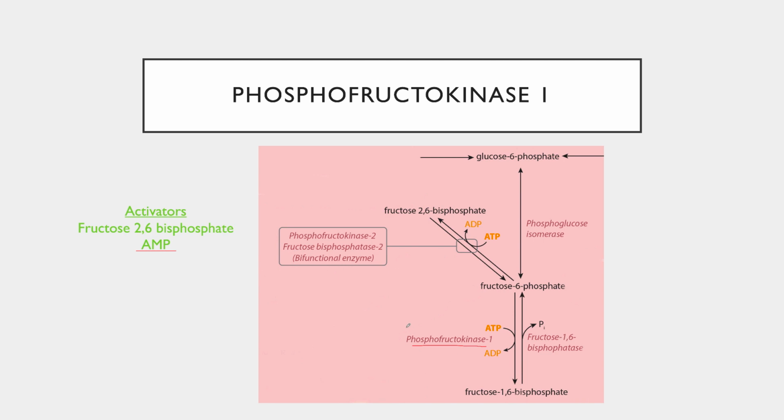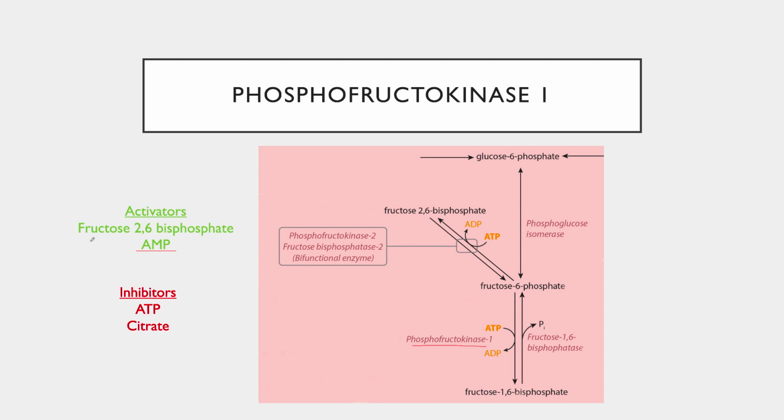Conversely, phosphofructokinase 1, or PFK as you'll hear it referred to, is also inhibited by high levels of citrate and ATP. Levels of these compounds are indicative of high energy states, suggesting there's sufficient oxidation products. Under these conditions, glucose is diverted to storage pathways.